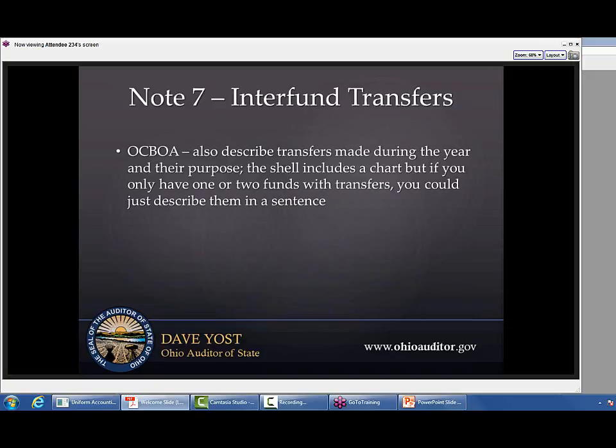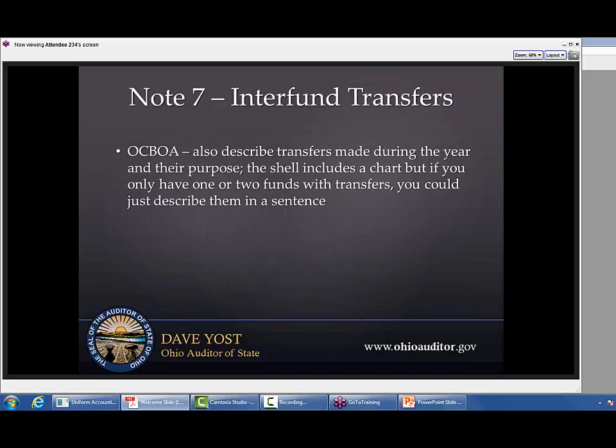The shell, if you look on our website, includes a chart if you only have one or two funds with transfers. So let's say the general fund made a transfer to the cemetery fund, if you're a township. If that's the only transfer that occurred during the year, then you can just put in a sentence that basically says that and describes why you had to do the transfer to the cemetery fund. So not too much to worry about there.